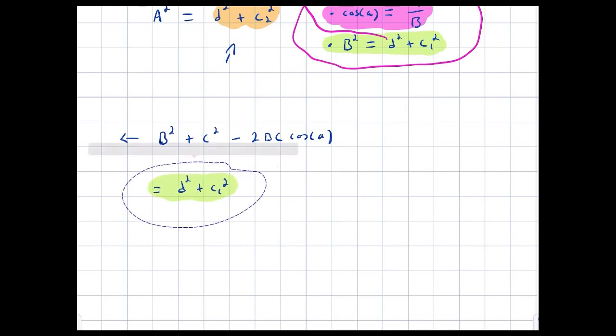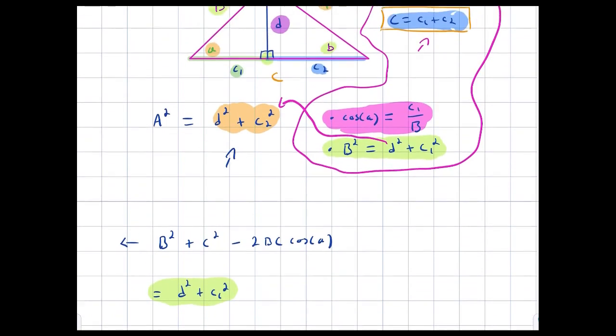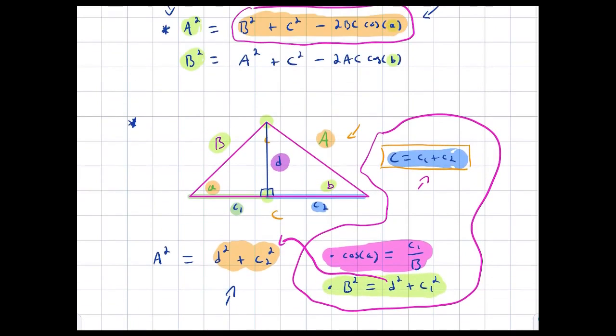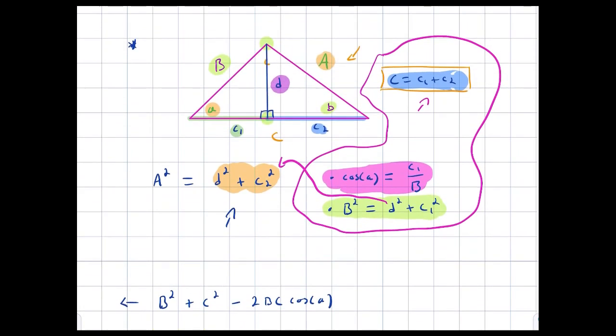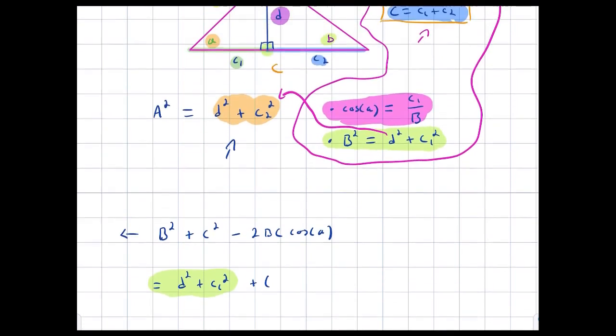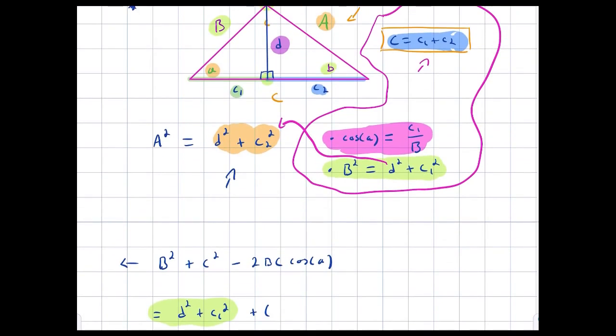I have D squared plus C1 squared, and what is the next thing? I need a C squared. So C squared is, well, C is C1 plus C2, and I want to get those in here, right? I have a C1 in my formula for cosine of A, I have a C2 in my formula for A squared, a C2 squared there, and a C1 squared in my formula for B squared.